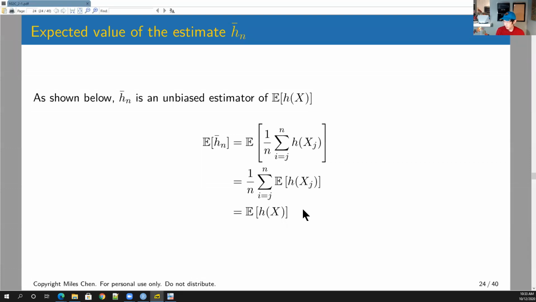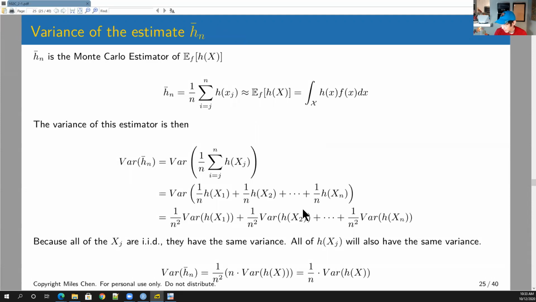All right, so that's the expected value of the estimate. Let's talk about the variance. The variance is a little bit messier. Again, this is the Monte Carlo estimator of this. We are estimating this by using this, and we want the variance. What is the variance of this estimator?